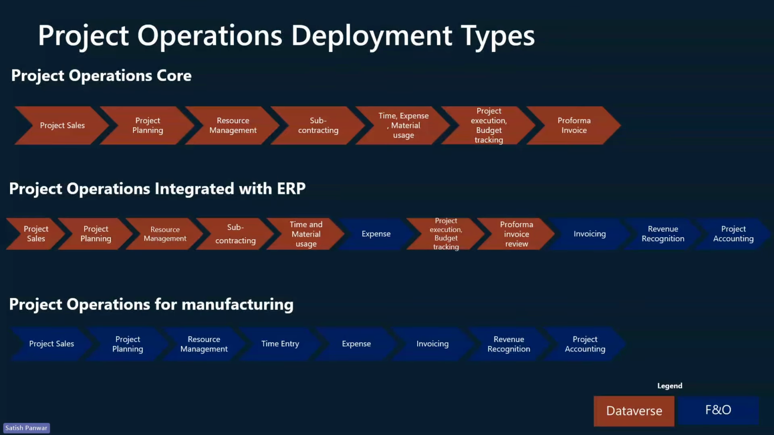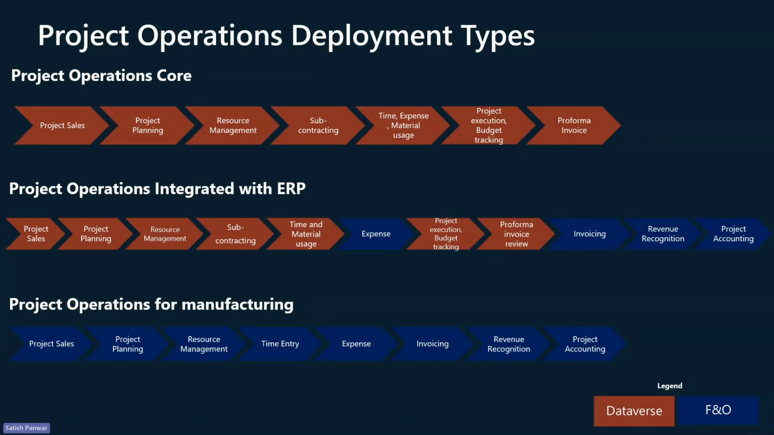Third and the last deployment type is project operations for manufacturing, also known as stock or production order-based scenarios or PMA only, or project management and accounting module in Dynamics 365. These are some of the legacy names for the same deployment. All the capabilities from project sales to project accounting are built within the Finance and Operations app. We recommend this deployment type for customers that rely heavily on project production orders.